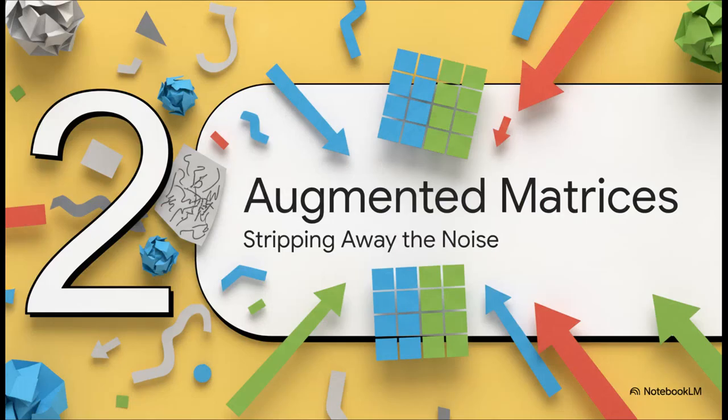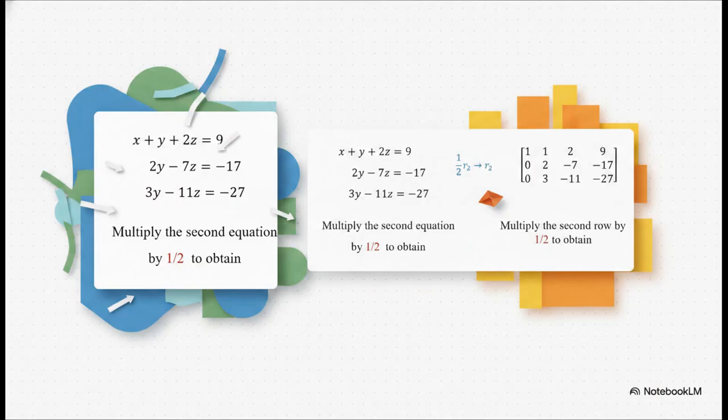Moving on to section 2, introducing augmented matrices. To play this game effectively, we need a way to strip away the noise and focus purely on the signal. Look at the awesome transformation happening right here. On the left, we've got standard equations packed with x's, y's, and z's. It's visually crowded, right? But on the right, we've dropped those variables entirely and placed just the core numbers into a structured bracket, an augmented matrix.